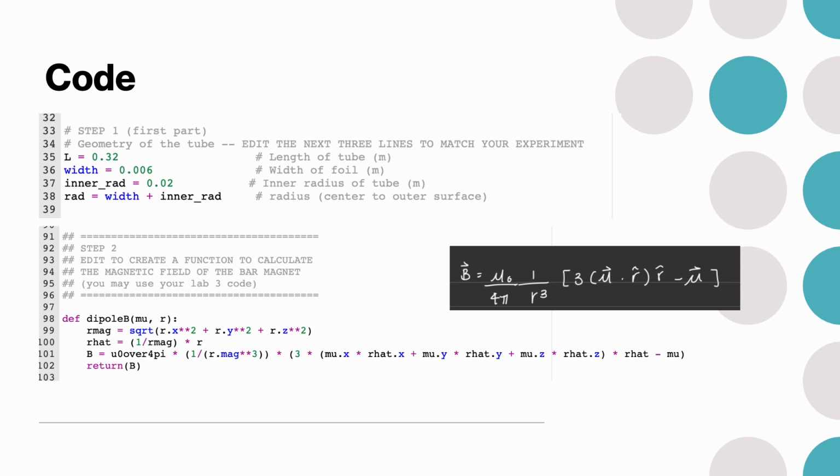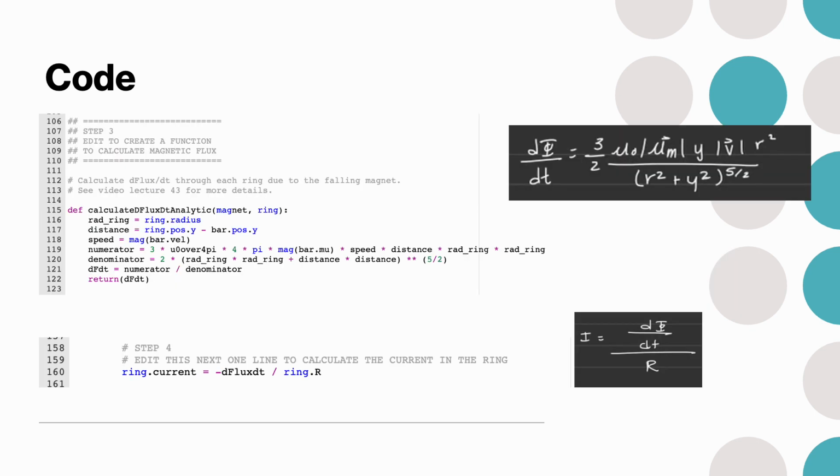So in steps 1 and 2 of the code, we define the lengths, the width, radius of the tube, and then in step 2, you can see that we're using the formula from earlier. The magnetic field equals mu over 4 pi times 1 over r cubed times 3 times the dot product of mu and r hat, or the unit vector, times r hat minus mu. So this can be seen in the code in step 2.